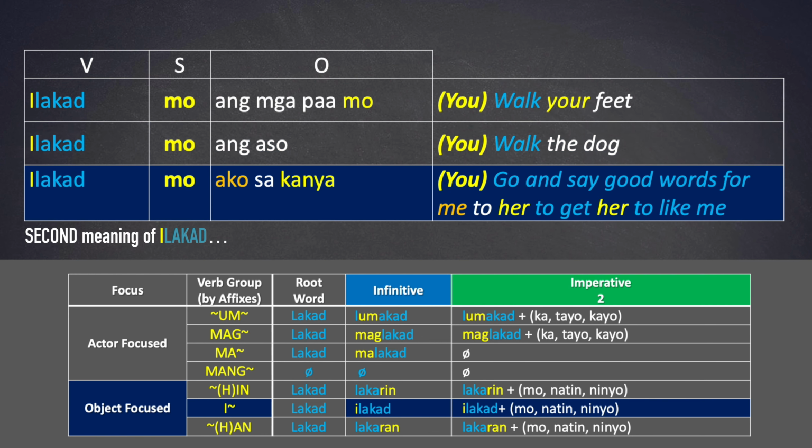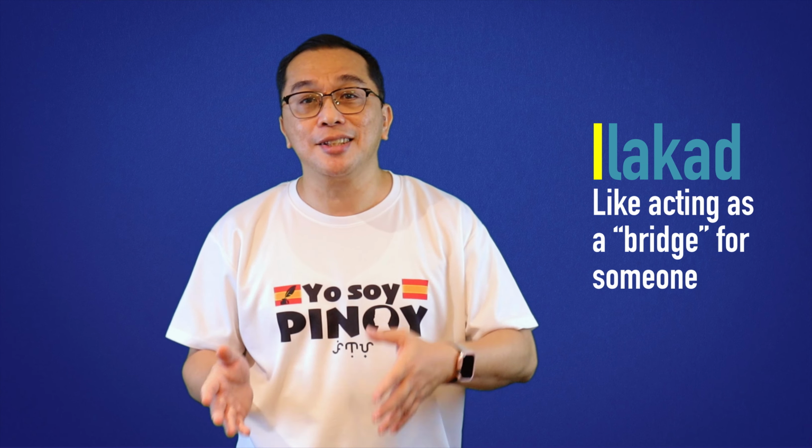Ilakad has another seemingly unrelated meaning as you will see in this example. Ilakad mo ako sa kanya. Go and say good words for me to her to get her to like me. That's a long translation, but that's how we say it. Ilakad is to go out and say great things about a person so that he or she gets to be liked by the object of the affection. This normally happens when someone, most often a guy, likes a girl and asks someone to go and act as a bridge.